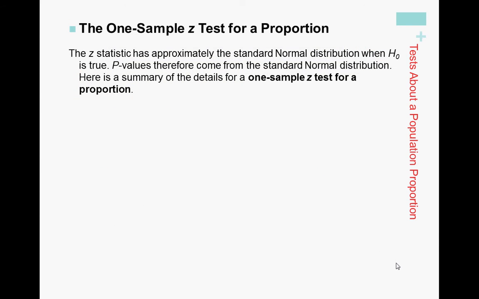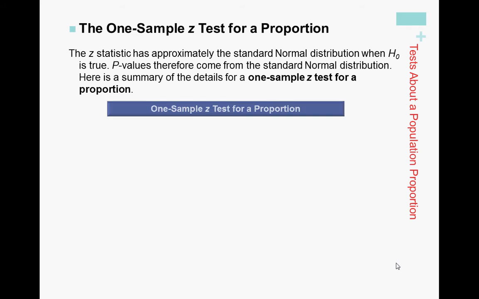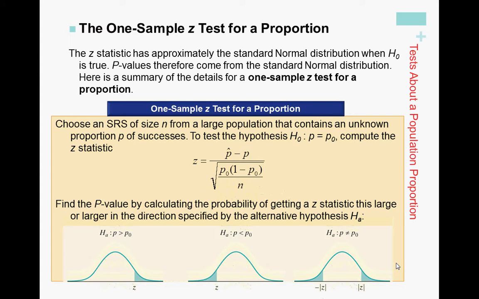The z-statistic has approximately the standard normal distribution when the null hypothesis is true. P-values therefore come from the standard normal distribution. So here's a summary. We'll choose an SRS of size n from a large population that contains an unknown proportion p of successes. To test the hypothesis that p is equal to p naught, compute the z-statistic. We've been using that throughout this.